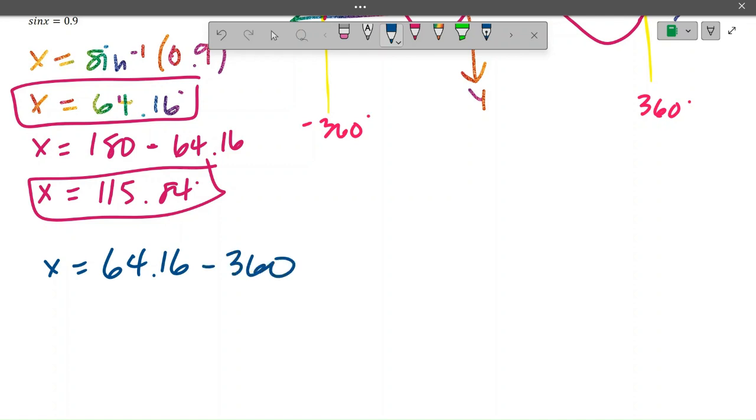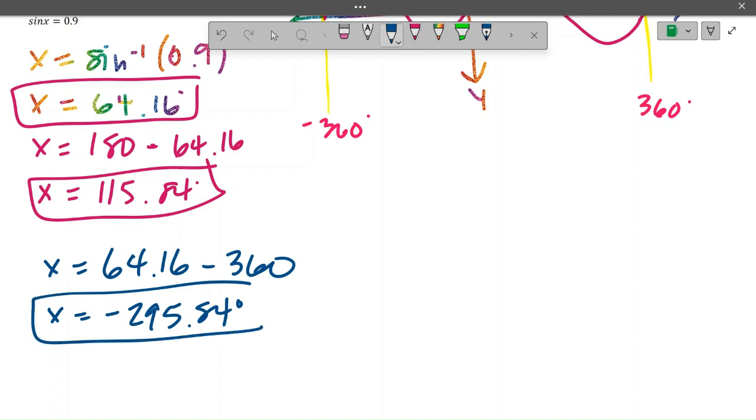I know that I'm going to have another value 360 degrees in the other direction. So that's why I'm subtracting 360 from 64.16 instead of saying 360 minus 64.16. I'm trying to find the distance from 64.16, 360 units to the left. All right, when I do that, I get that x equals negative 295.84 degrees.